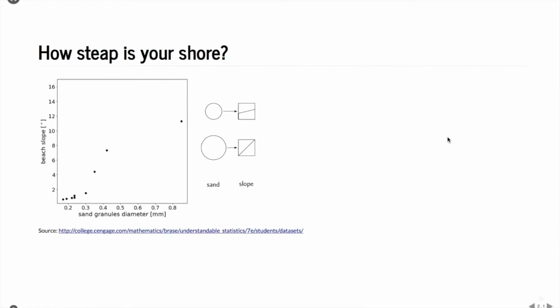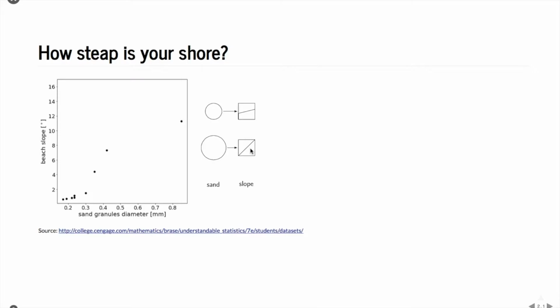As I said before, the starting example is pretty easy. What you can see here is the relationship between different sand granule diameters and the related slope on a particular beach. For small sand particles, the beach is not that steep, and as the sand particles get bigger, the beach is getting steeper. Here on the side, you can find another visual support of this relationship. Small sand particles will lead to a beach that is not that steep. Bigger sand particles will lead to a beach that is much steeper.